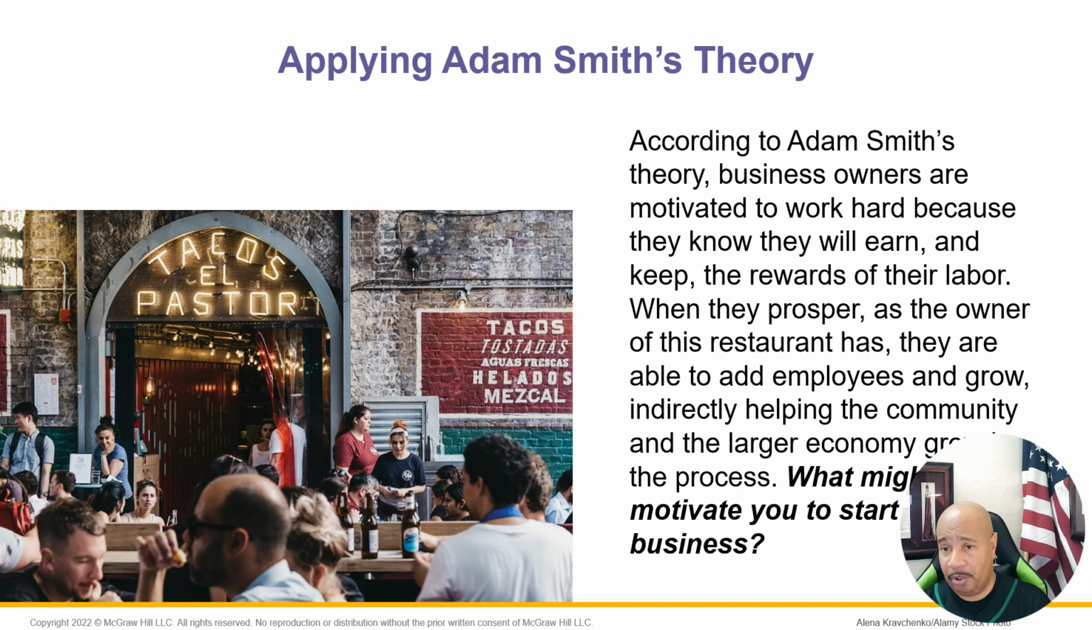When they prosper in terms of the labor, as the owner of the restaurant has, they also are able to add employees and grow, indirectly helping the community. And it's called creating more and more jobs for the economy.